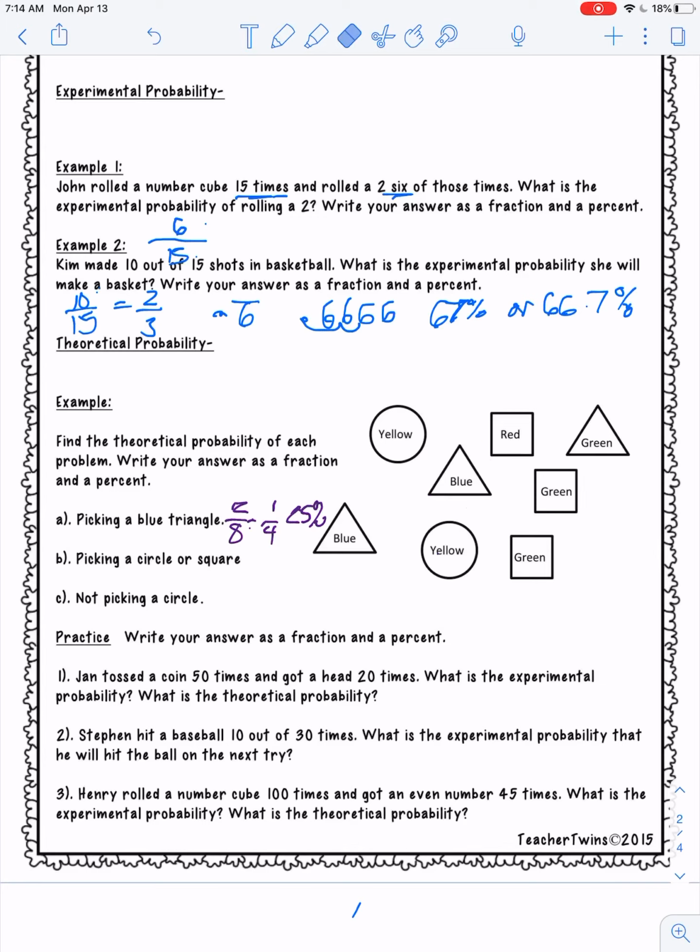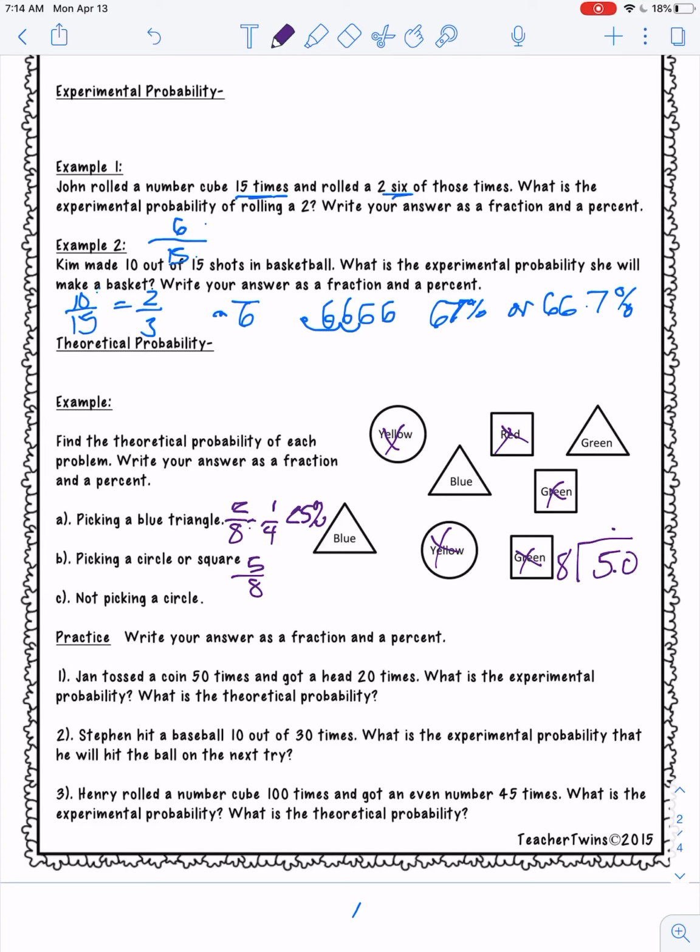Our next one says, what is the probability of picking a circle or a square? So that doesn't dictate color, so we have 1, 2 circles and 1, 2, 3 squares. So we're going to have 5/8. And in order to turn 5/8 into a percent, we're going to take 5 divided by 8.